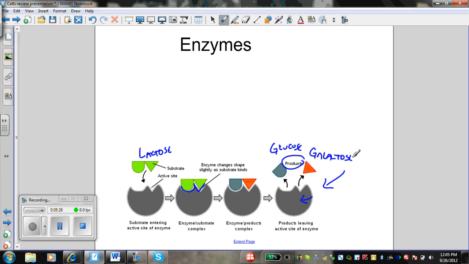And that was all because of enzymes. So they're real specific proteins that act as catalysts. And what catalysts do is they lower the activation energy of a reaction.